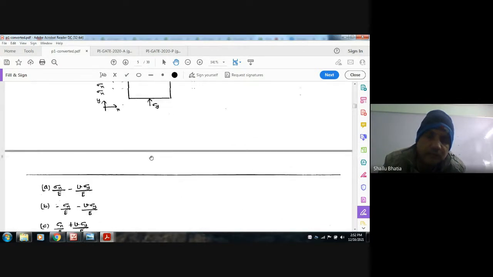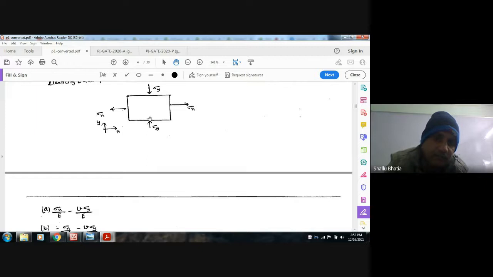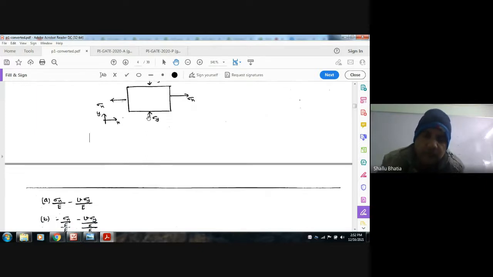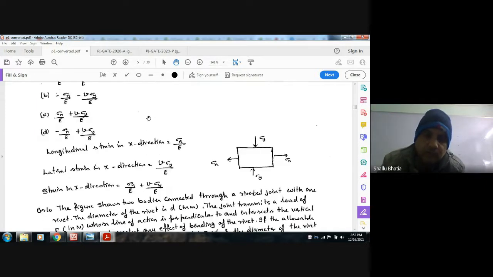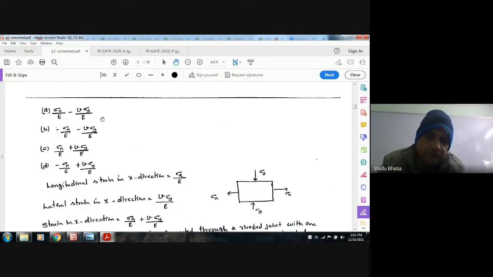So this is the body shown, this is sigma x and this is sigma y compressive. So the longitudinal strain is sigma x by E plus mu sigma y by E, because sigma y is compressive and we consider the Poisson effect in this direction. So answer will be sigma x by E plus mu sigma y by E. So answer is C.